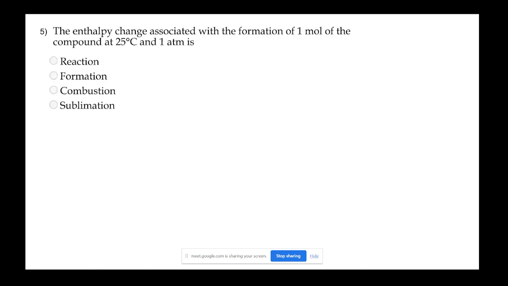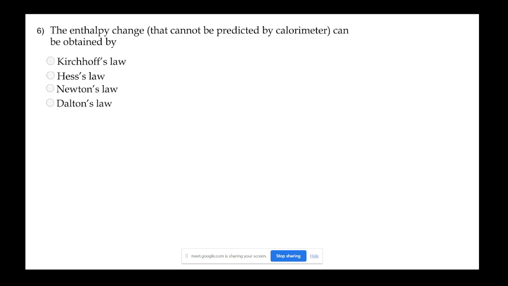Next question: the enthalpy change associated with the formation of 1 mole of the compound at standard conditions is nothing but dash. This is the basic definition of the standard heat of formation. So formation is the correct answer, the enthalpy change for formation.